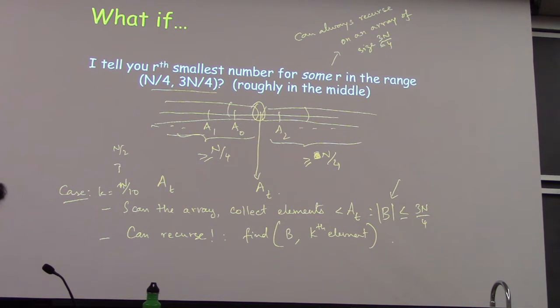So assuming this can be done, what recurrence does this give you? What we are doing is scanning the array, collecting elements. How long does that take? This takes O of n time, because you just go left to right, collect elements that are smaller than this middle guy. So we have this recurrence which says T of n is less than or equal to T of 3n by 4 plus O of n.